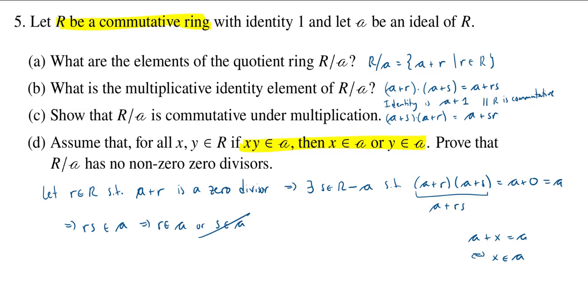But if r is an element of A, then A plus r is just the coset of 0. So then A plus r is equal to A plus 0. And so we thought we had a zero divisor, right? But it's actually just 0 itself. So this implies there are no non-zero zero divisors, where 0, remember, means A plus 0, in R modulo A. Okay, and that's the end of that proof.